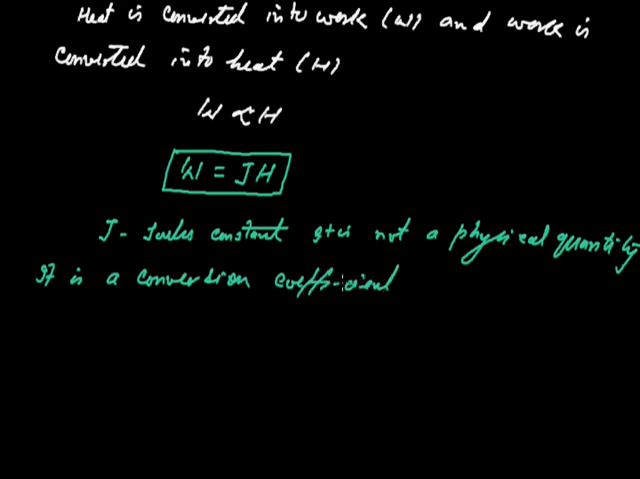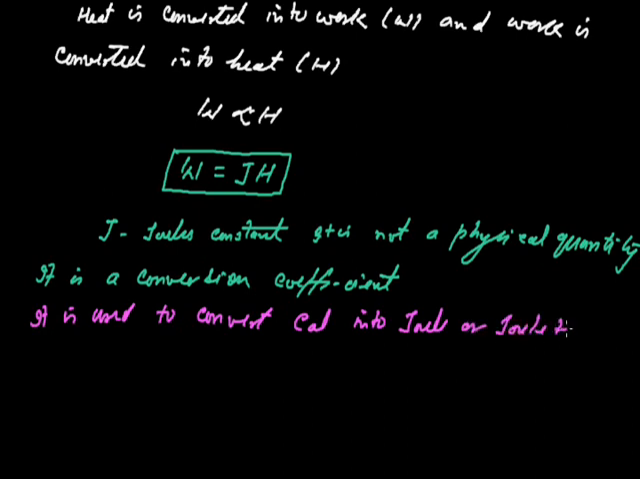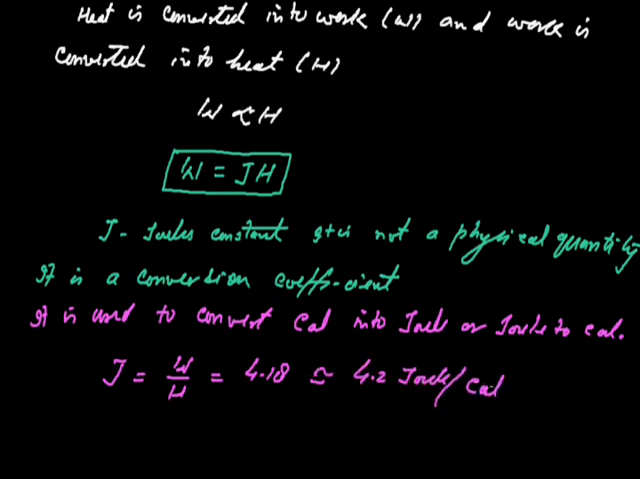It is used to convert calorie into heat or heat into calorie. It is used to convert calorie into joule or joule into calorie, so it is known as the conversion coefficient. The value of J is W upon H. Its value is 4.18, approximately 4.2 joule per calorie. With the help of this, we can easily convert joule into calorie or calorie into joule.